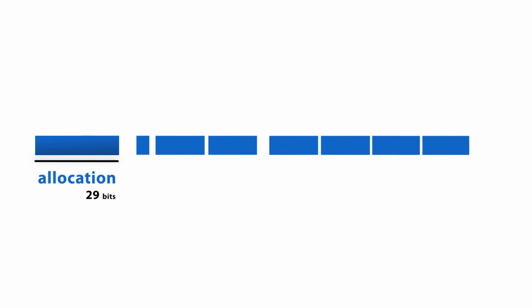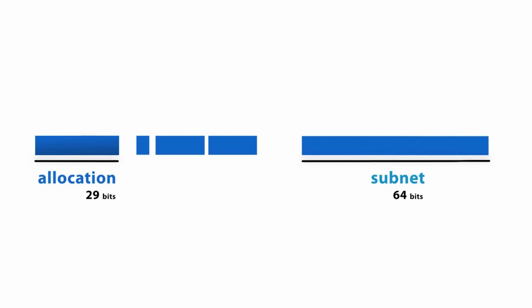You have a /29 IPv6 allocation. How many IPv6 subnets are you going to assign to each of your customers? One subnet is a /64.